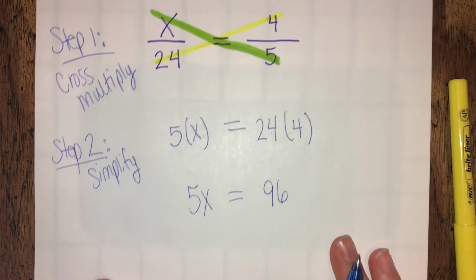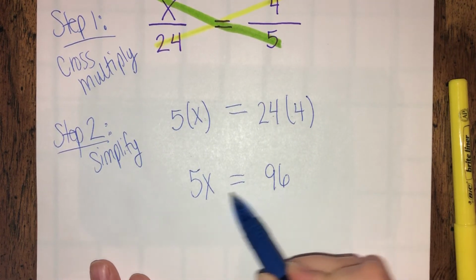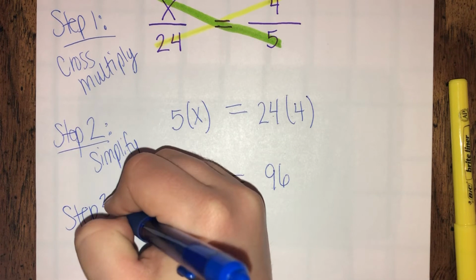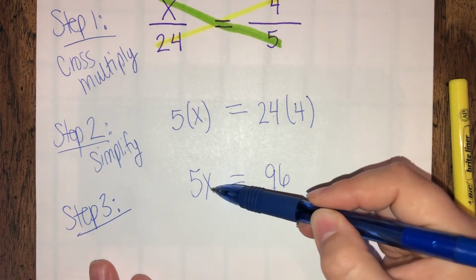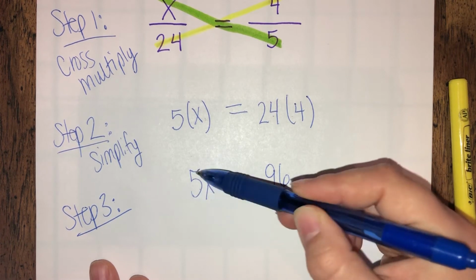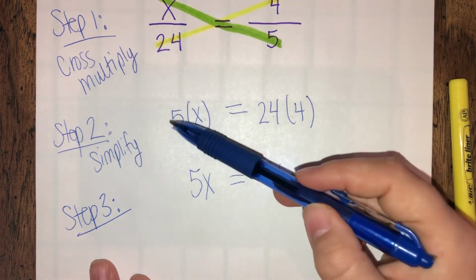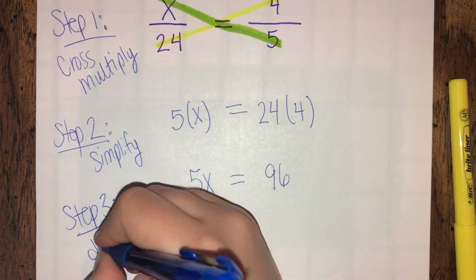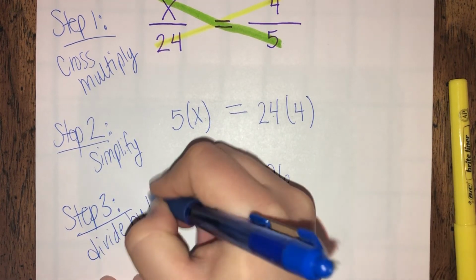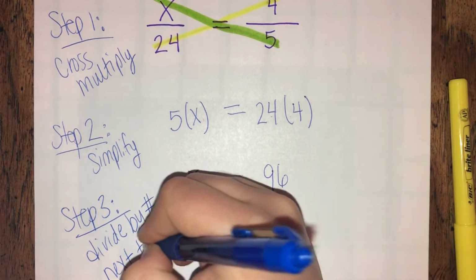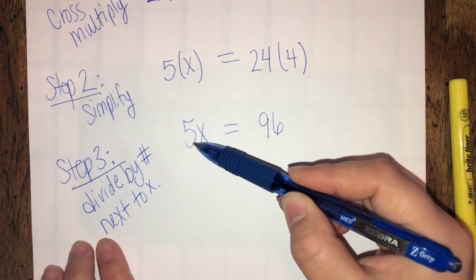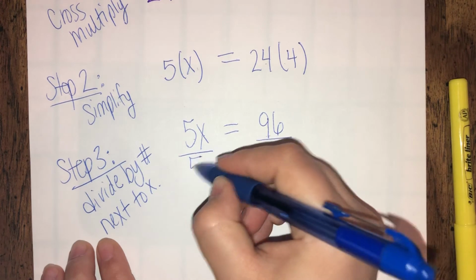So, now that you've got yourself simplified and you've gotten rid of all of the extra parentheses, step number 3 is to get rid of the number that's next to the letter. If I want to know what x equals, x must be by itself. It should have nothing near it. So we have to ask ourselves, if I multiplied to get it together, the opposite of multiplication is to divide. And we're going to divide by the number next to x, or whatever letter you're working with. So if I look at x, the number next to it is 5. So I'm going to divide both sides by 5.